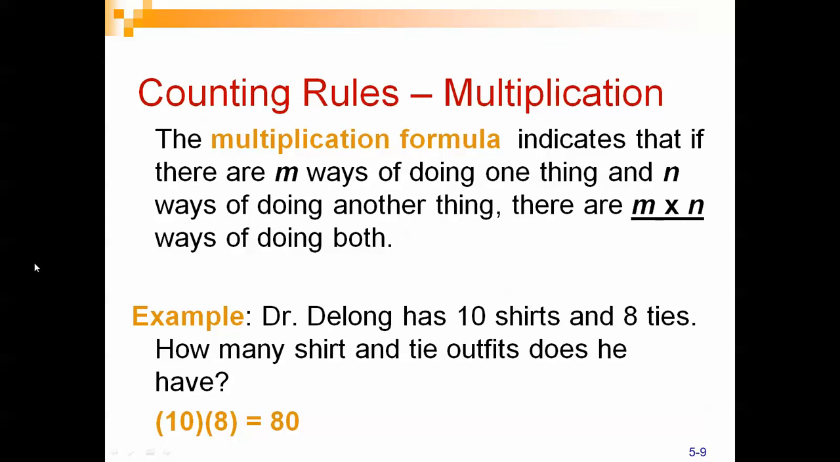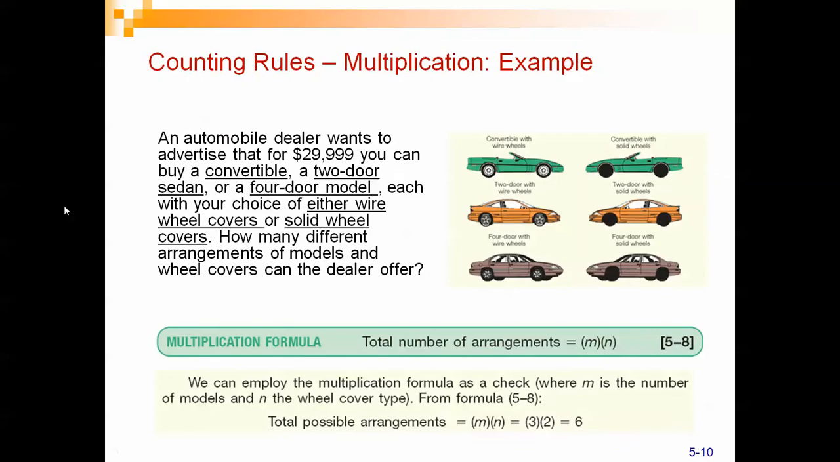So in this example here, Dr. DeLong has 10 shirts and 8 ties. How many shirt and tie outfits does he have? Using the formula of M times N equals the total number of arrangements, we see that Dr. DeLong has 10 shirts and 8 ties, equaling 80 different possible arrangements. Let's look at a different example.